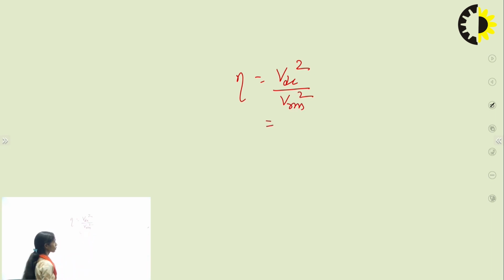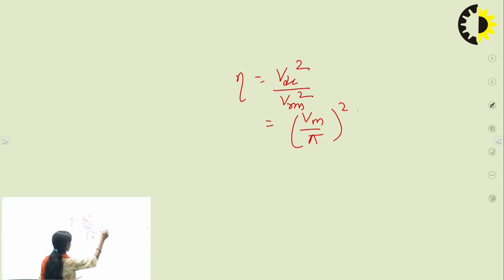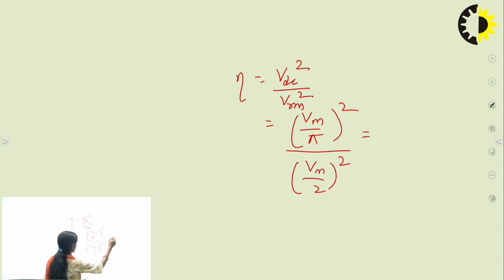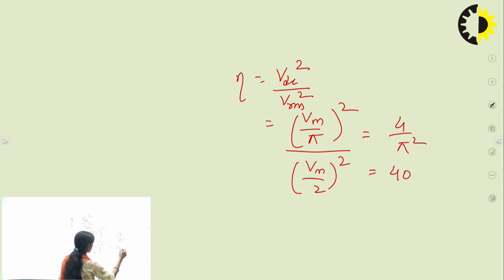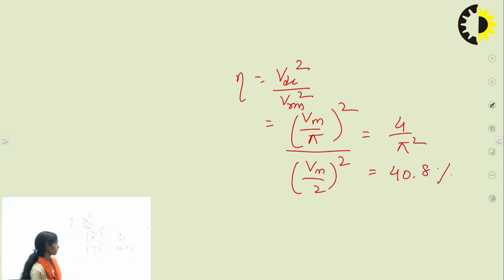So VDC square is, as we already calculated, Vm by pi whole square, divided by VRMS, which we obtained as Vm by 2, whole square. So we have the value 4 by pi square, and this is around 40.8%. So this is less than half, the efficiency we obtain for the half wave rectifier. That's why we can conclude from all these parameters that the half wave rectifier is generally not used. We can go for the full wave rectifier.